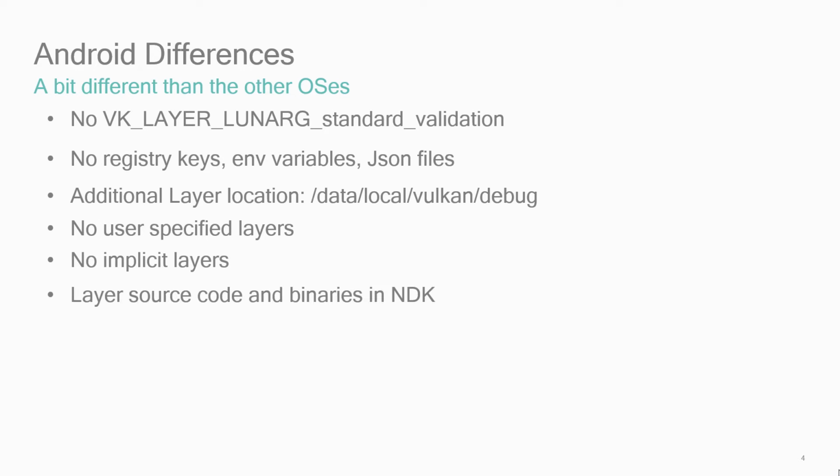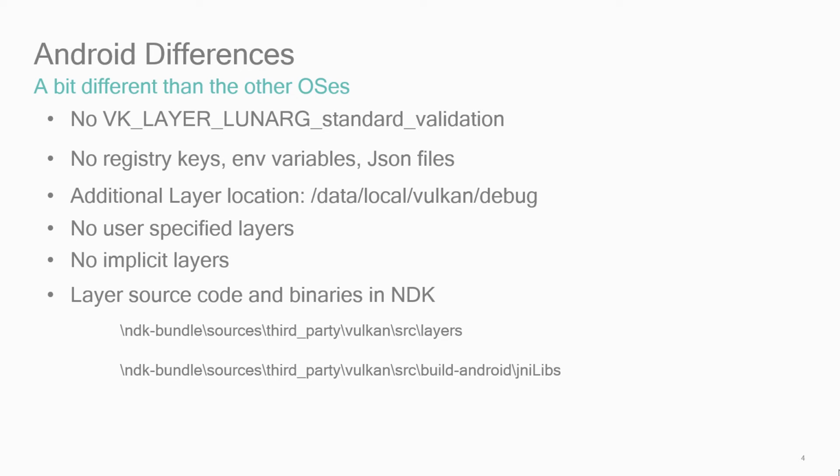On Android, layer source and binaries are included with the Android NDK v12 and later. You can find the source for the validation layers in the NDK at Bundles, Sources, Third-Party Vulkan Source Layers. You can find the pre-built libraries in the NDK Bundle, Sources, Third-Party Vulkan Source, Build Android, JNI Labs.